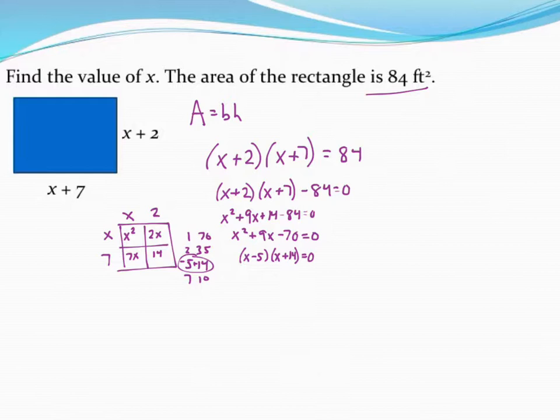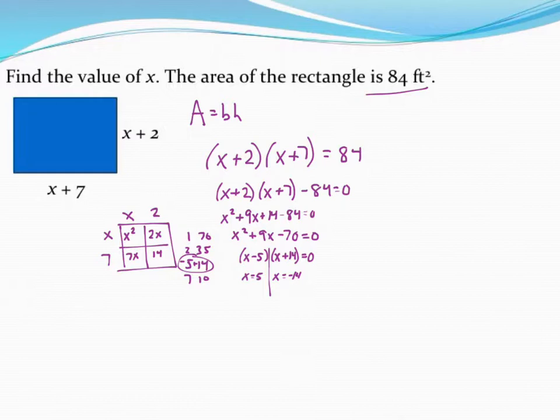So I'll draw my line between my two factors. I know my two solutions are what would make either parentheses equal to 0. So one solution is going to be positive 5. The other solution, potentially, is going to be negative 14. Now, if this was just a generic math problem, that would be it. Those would be my two answers.